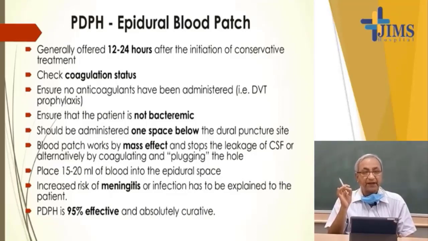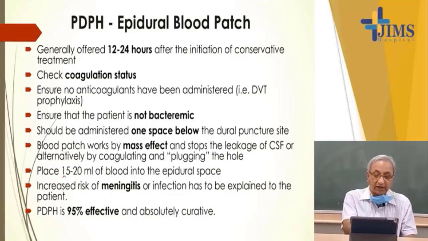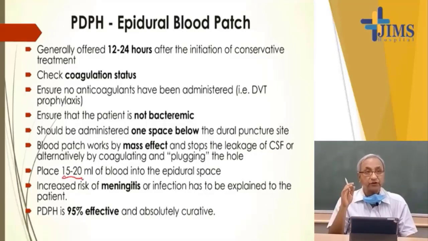The epidural blood patch should be given how? Draw blood from a vein and again put a spinal needle through the space one level below the epidural puncture space and give 15 to 20 milliliter of blood, a huge amount of blood, into the epidural space. This can increase the chance of meningitis. Otherwise, it is effective in 95% cases.